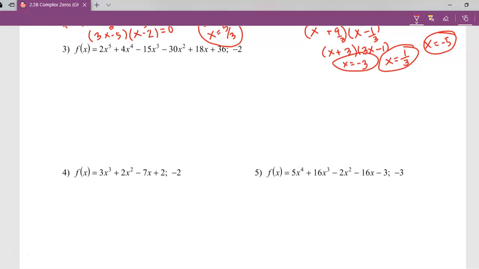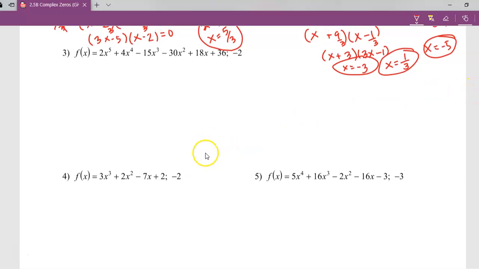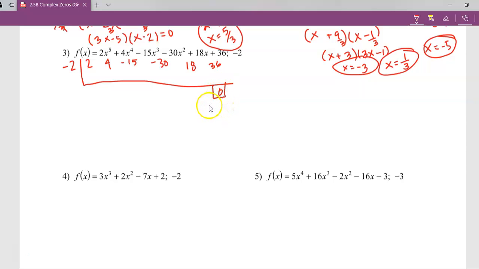I guess we'll try number 3. It's a 5th degree, so it should have 5 zeros. The one that's given to us is -2. So I've got a 2, 4, -15, -30, 18, and 36. So definitely wouldn't want to try to factor that, right? That's pretty hairy. I should get a 0 here because it is already given to me that it is a 0.